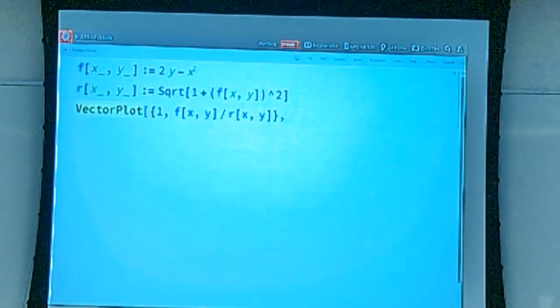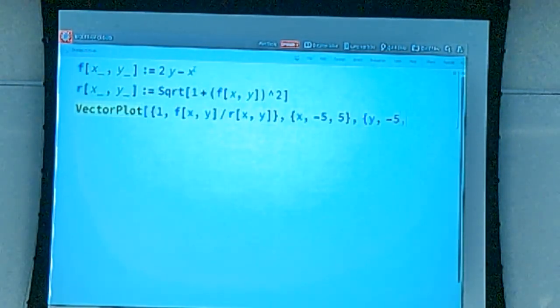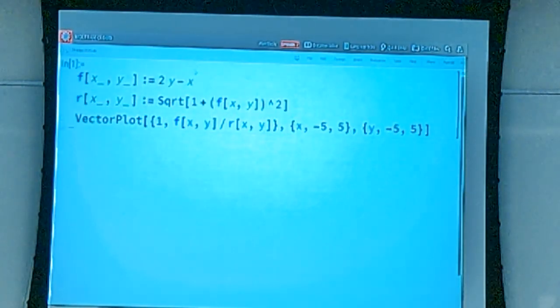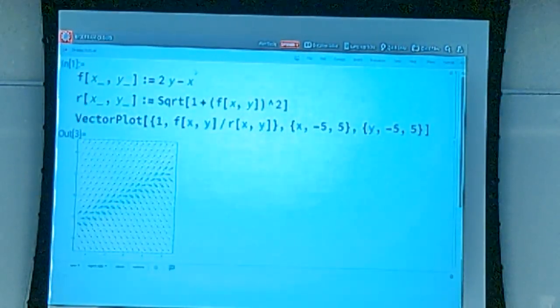We now need to choose a view on the window. So what are we going to let x go from? What are we going to let y go from? Let's start with -5. You can always adjust that as necessary. And then shift, enter. This is its default, so this is how it will look.